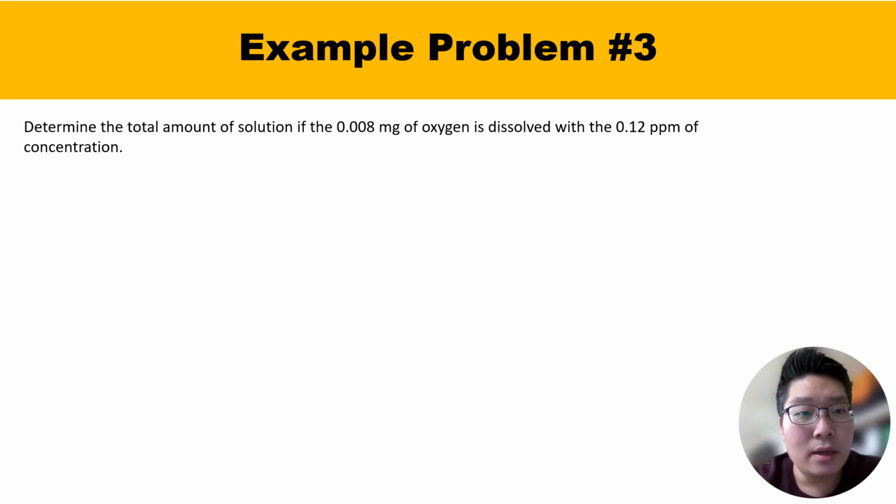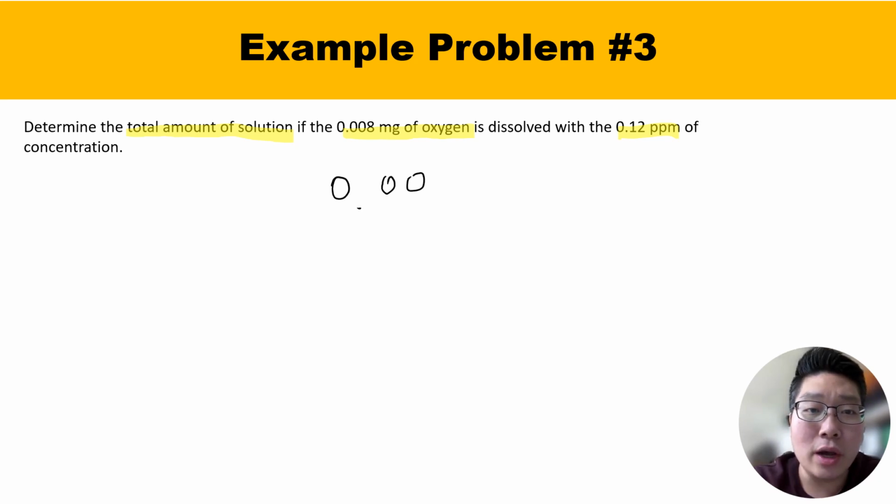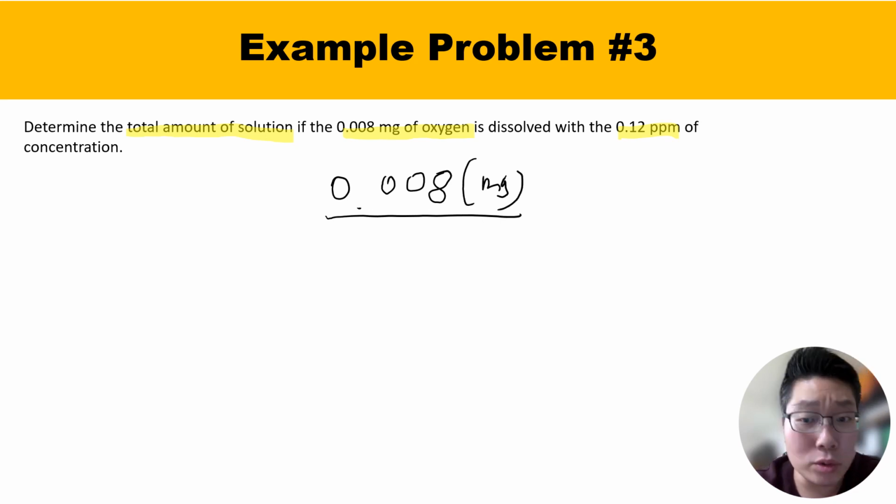identification step. The question says, determine the total amount of solution. That is the denominator that we need to find. If that much of chemical, in this case milligrams of oxygen, is dissolved, and then you got 0.12 parts per million. So what does that mean? That means I know which number to put on the top because it's in milligrams, and also oxygen says it's being dissolved. So in this case, the solution can be water or even air, theoretically.